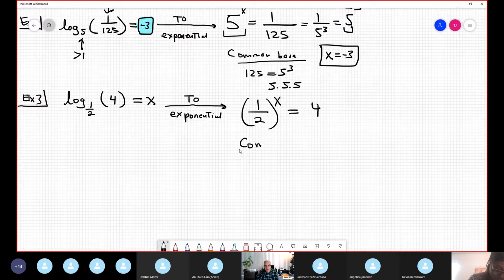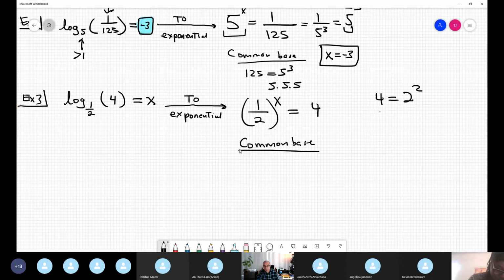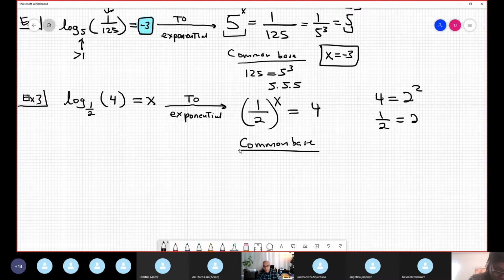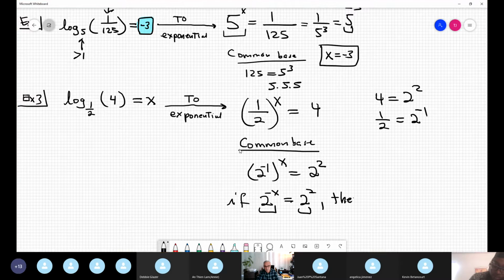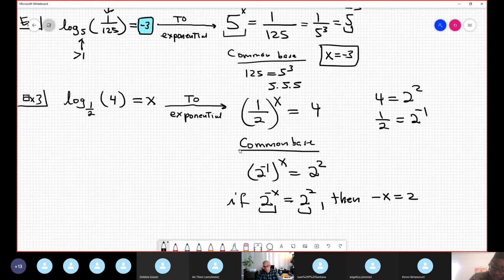I need to find a common base. Okay, 4 is obviously 2 to the second power, and 1/2 is obviously 2 to the minus 1. You replace. So 2 to the minus 1, raised to the x, is equal to 2 to the second power. Multiplication: 2 to the minus x is equal to 2 to the second power. Okay, if we have two exponentials and the base is the same, then minus x equals 2, but I need to solve for x, so multiply by negative 1 on both sides: x is equal to minus 2.